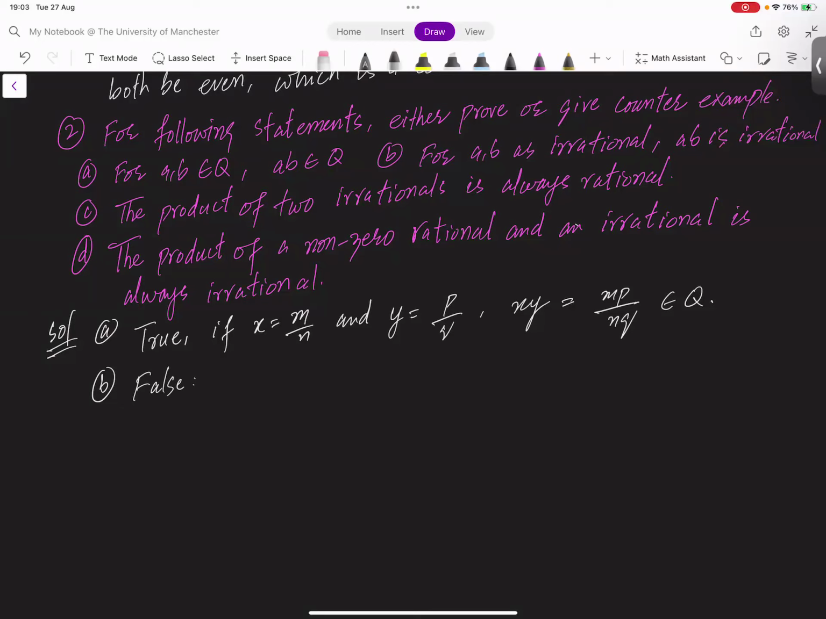How? For a counter example, let's take the irrational numbers under root 2 and minus under root 2, which are irrationals. Then under root 2 cross minus under root 2 is minus 2, which is a rational.